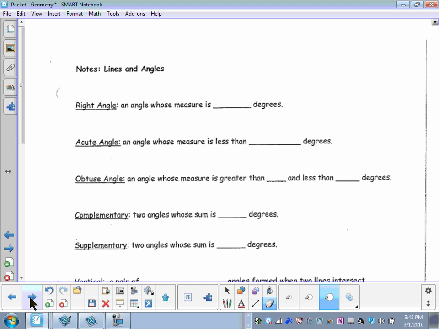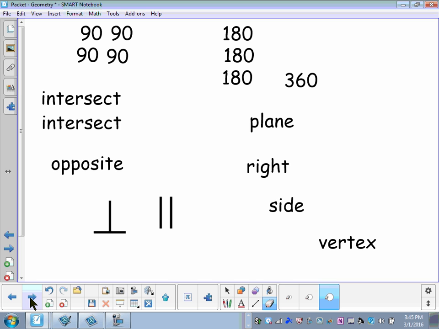We'll start by reviewing some geometry vocabulary. So here's a word bank. Go ahead and fill in the missing words and see how well you do. We'll go over them together.